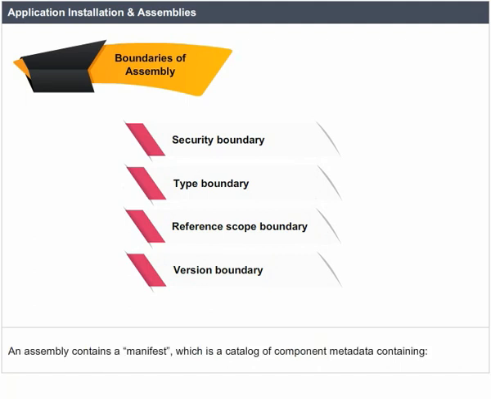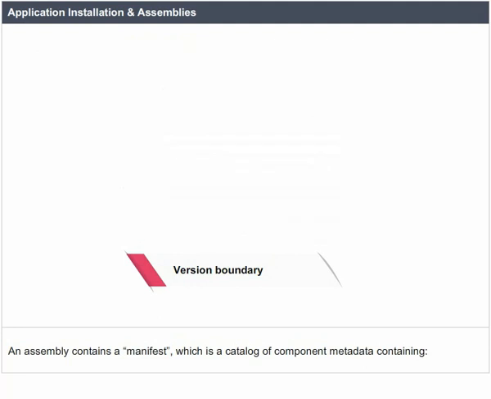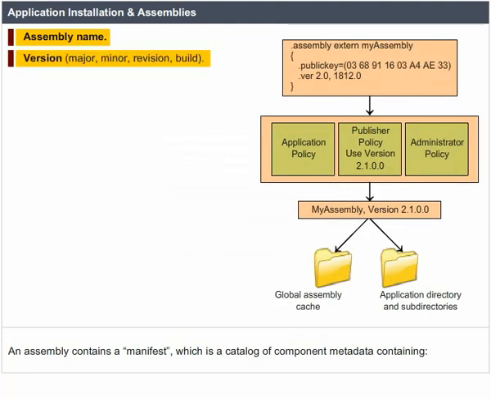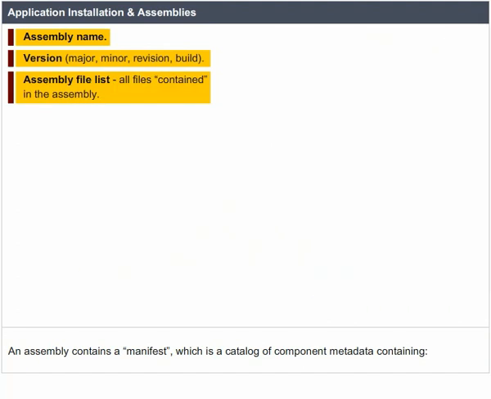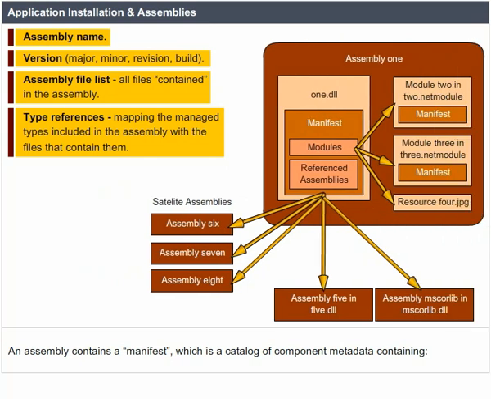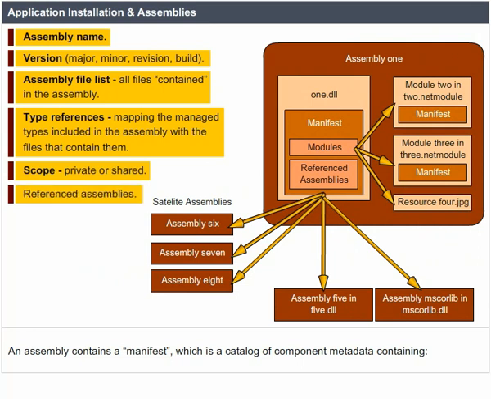An assembly contains a manifest, which is a catalog of component metadata containing assembly name, version, major, minor, revision, build. Assembly file list: all files contained in the assembly. Type references: mapping the managed types included in the assembly with the files that contain them. Scope: private or shared. Referenced assemblies.